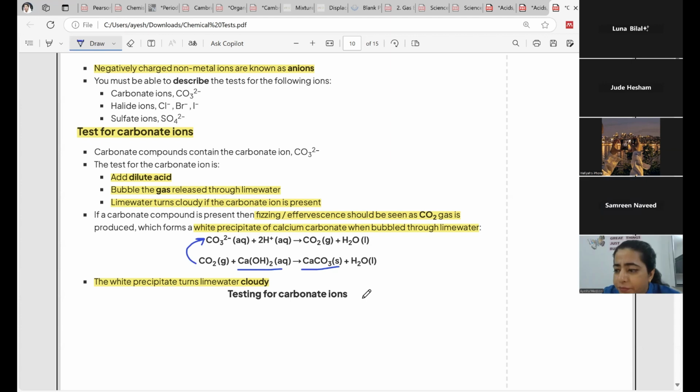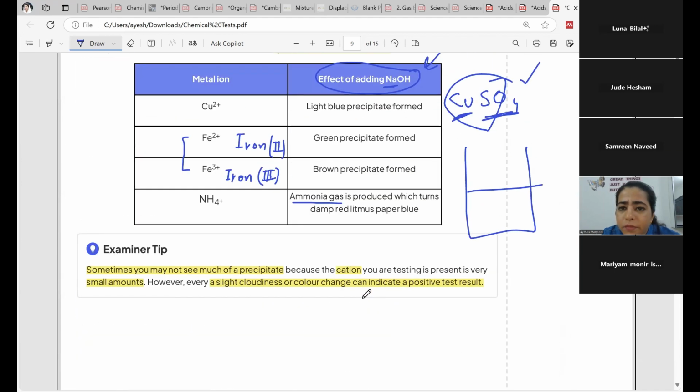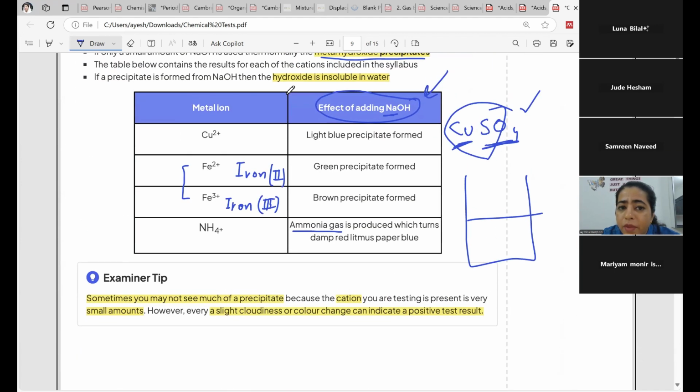Okay, yes, Jude. Yes, Miss, I actually had a question from the one before about the iron, the Fe. So why is the color different for both of them? What makes the color different? Why isn't it the same?